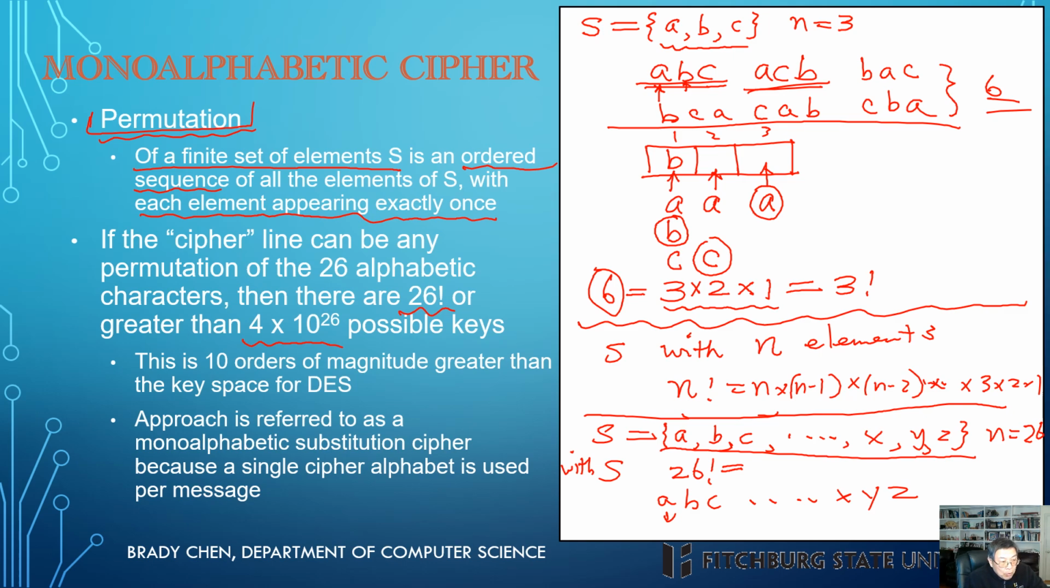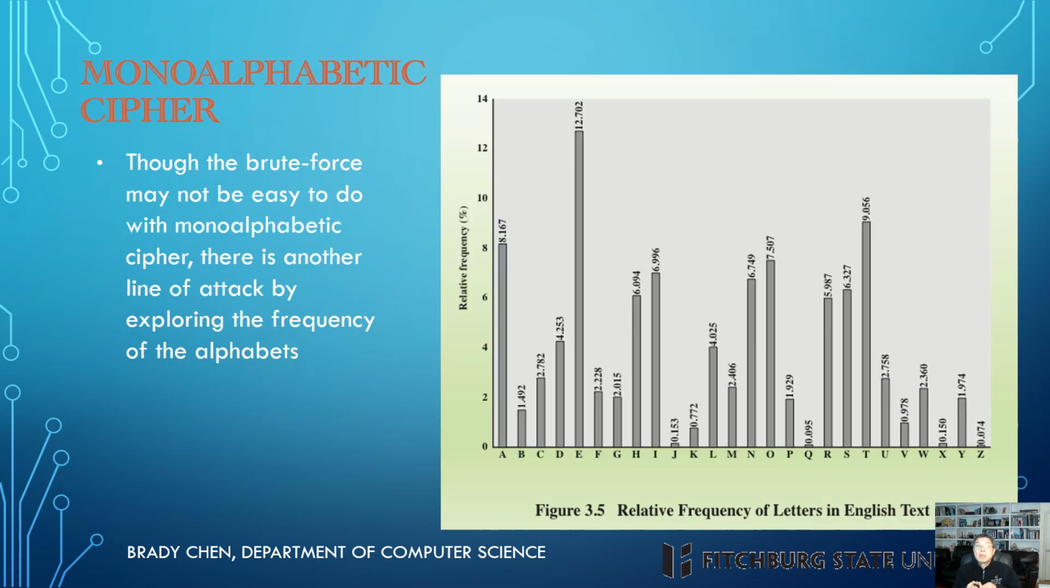So is the monoalphabetical cipher safe? Definitely it's safer than the Caesar cipher, because the Caesar cipher has only 25 keys, but now we have 26 factorial keys. It's safer than the Caesar cipher, but is it really safe? We'll talk about these things later. So let's take a look at the first question. Is the monoalphabetic cipher secure? Now let's take a look at the brute force attack.